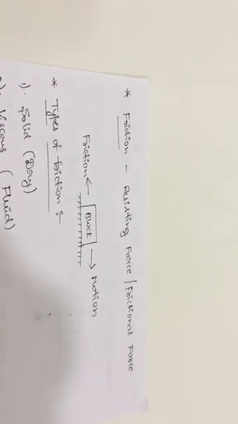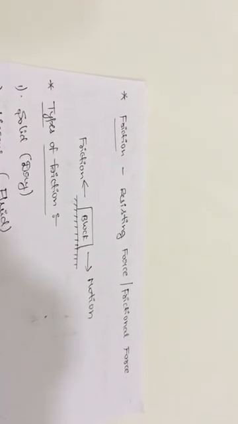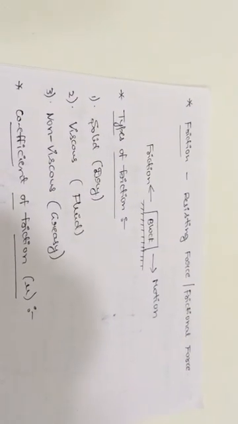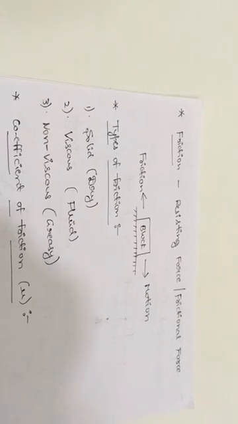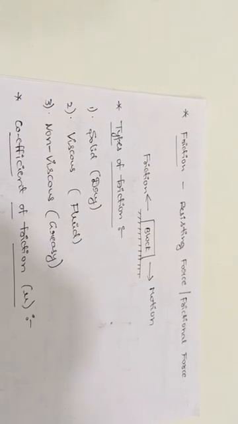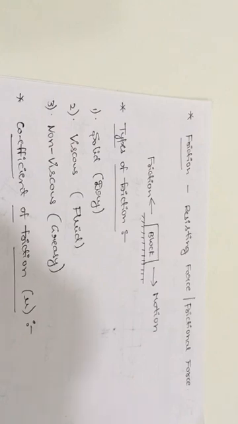Generally friction reduces the efficiency of machines and results in the gradual wear of the material from the contacting surfaces. So friction and wear may be reduced by the lubrication process. Now coming to the classification, we have three types of friction: solid, viscous and non-viscous. Now what is meant by solid friction?